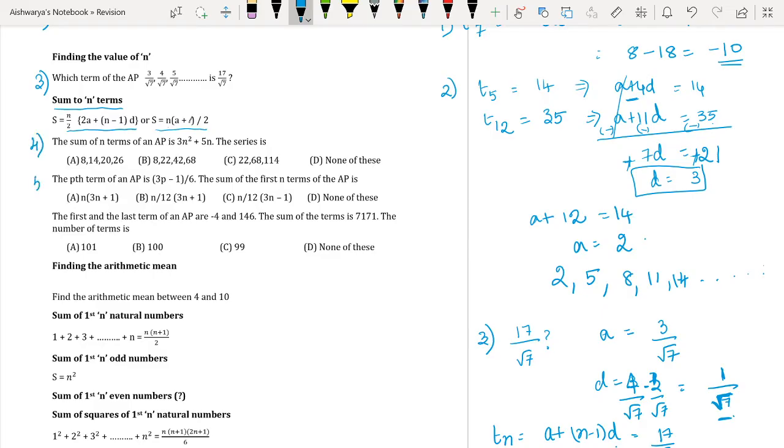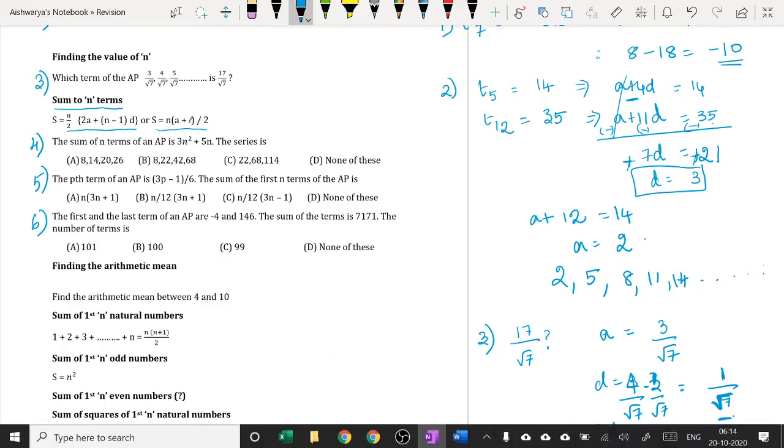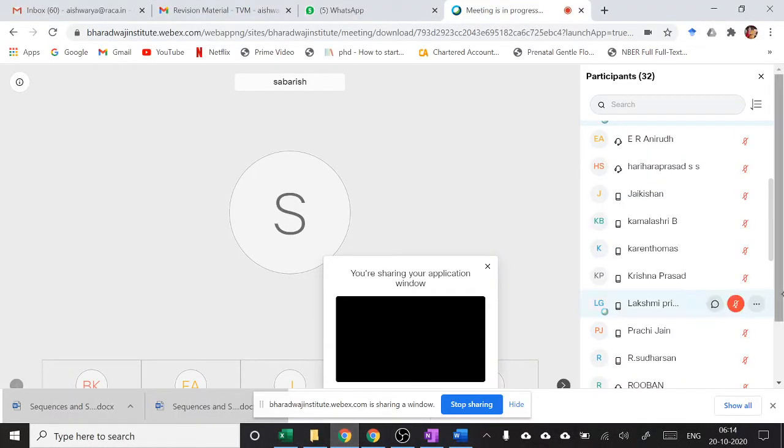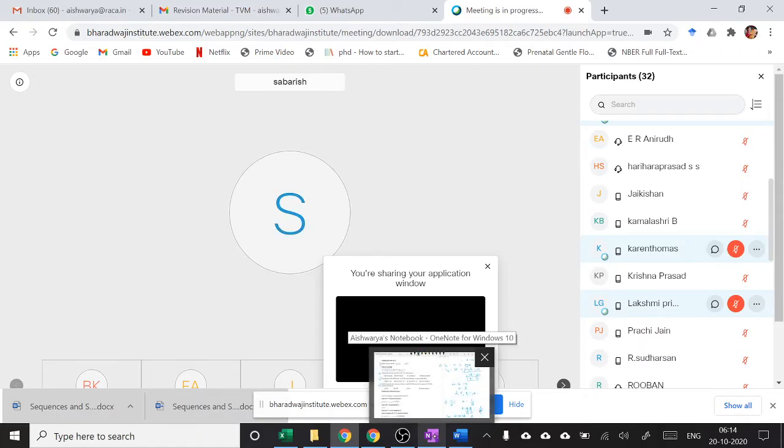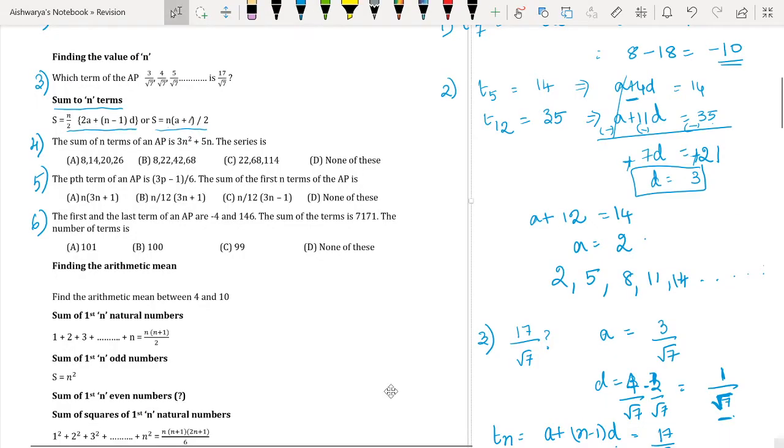So let's do 4, 5 and 6 under this category. The next person can read that. Kamalashri. Yes, ma'am. Read the next 3 questions. Question number 4, 5 and 6.